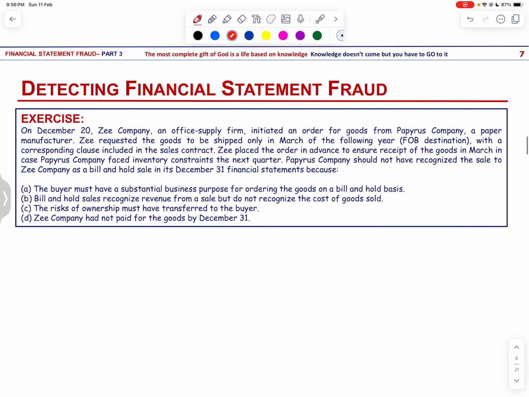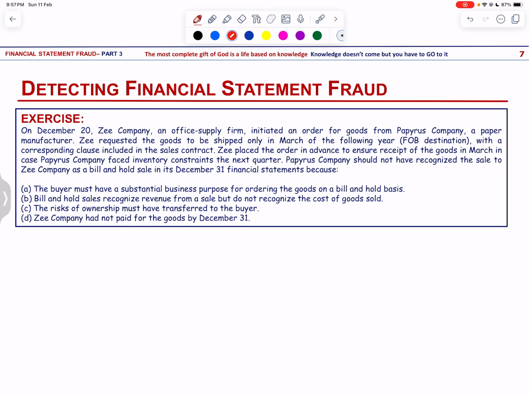We move on to the next exercise. On December 20, Z Company, an office supply firm, initiated an order for goods from Papyrus Company, a paper manufacturer. Z requested the goods to be shipped only in March of the following year, FOB destination, with a corresponding clause included in the sales contract. Z placed the order in advance to ensure receipt of the goods in March in case Papyrus Company faced inventory constraints the next quarter.